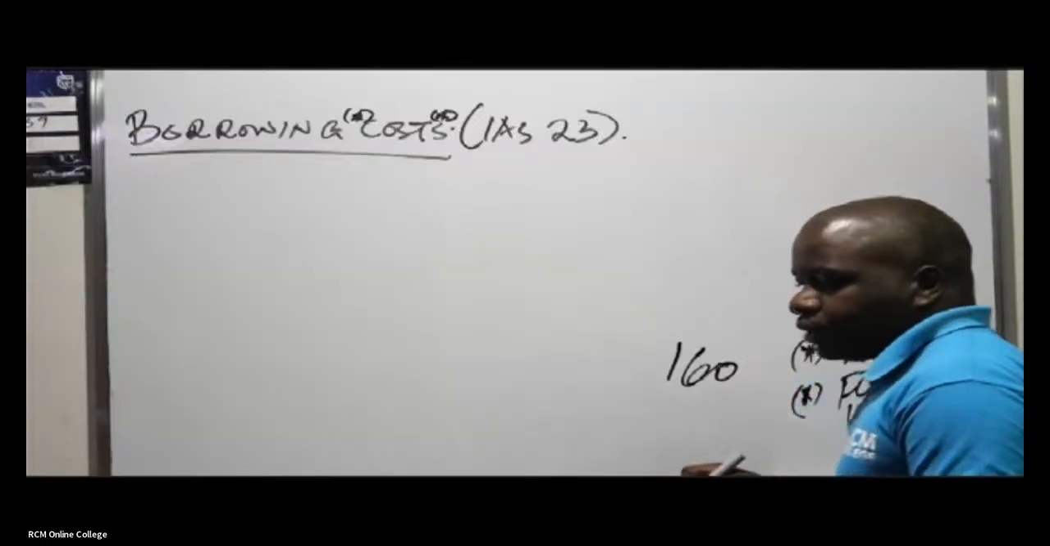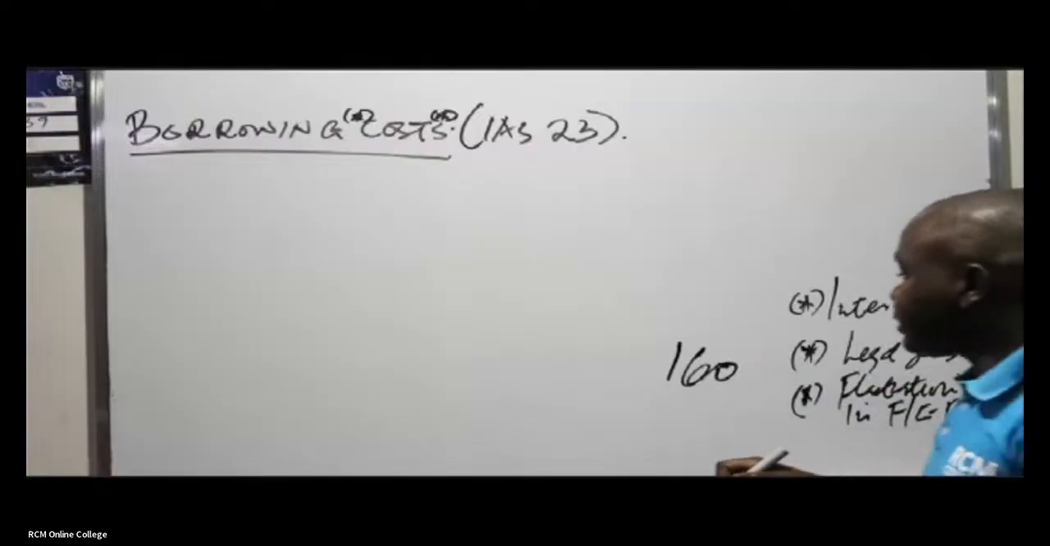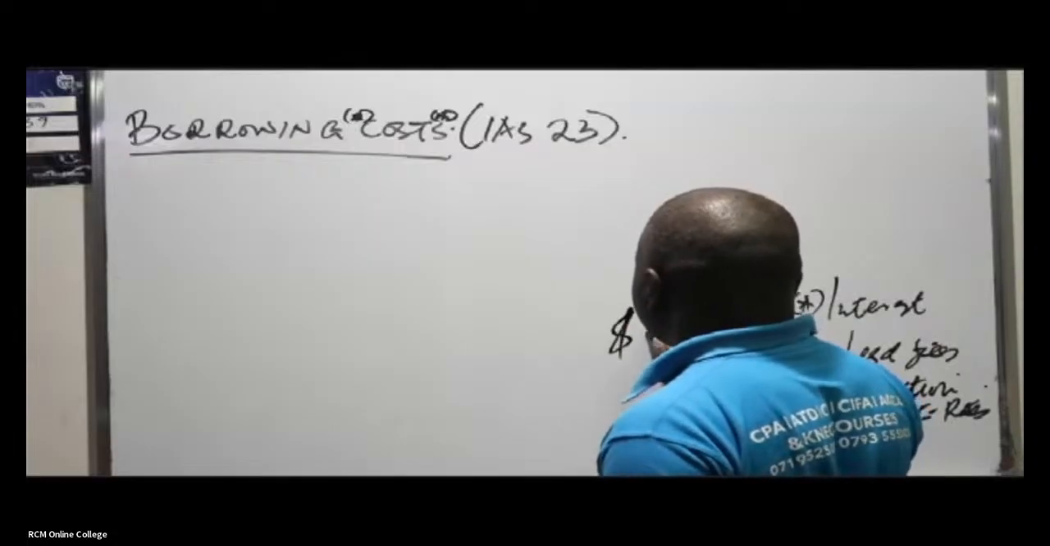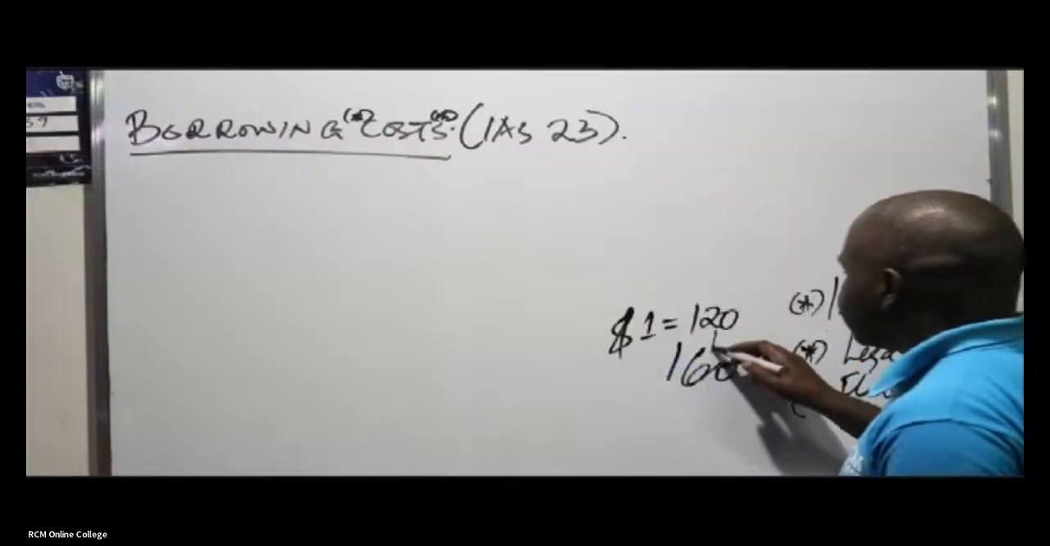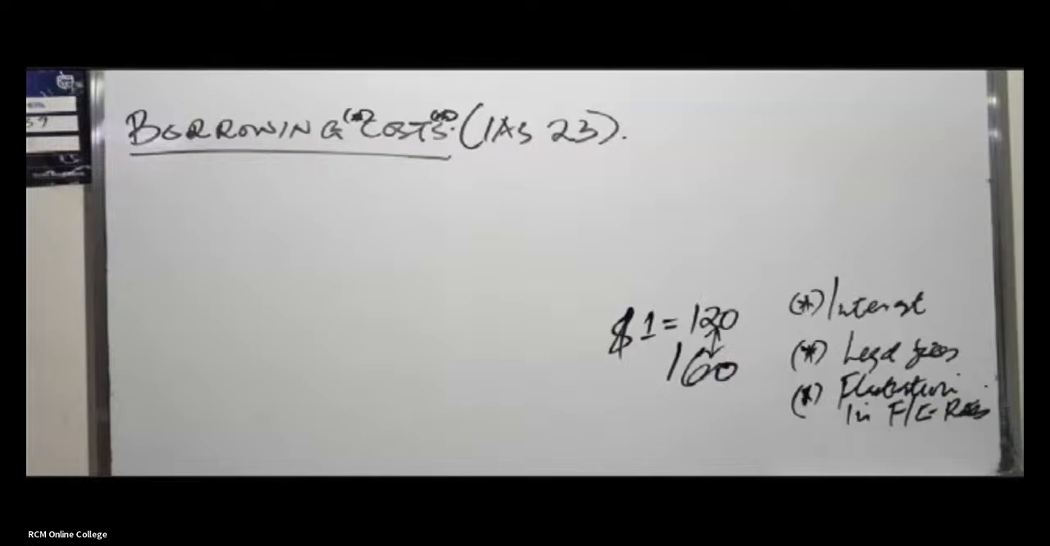If you can recall very well, there's a time it went up to 160 shillings. So for each and every dollar we had borrowed, when it was at 120, we were paying 40 shillings extra. We were paying back 40 shillings extra because of what? A fluctuation in foreign exchange rates.